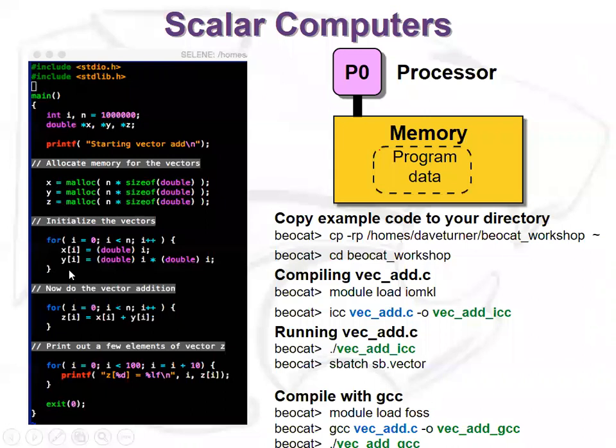Here's where I'm initializing x and y. X of I is just going to be I, double precision of I. Y is going to be I times I. This is the loop where we actually do the vector addition. So again, I'm setting up my loop from 0 to 1,000,000 and just doing z of I is x of I plus y of I. And then I'm printing out the first 100. So very simple code here.